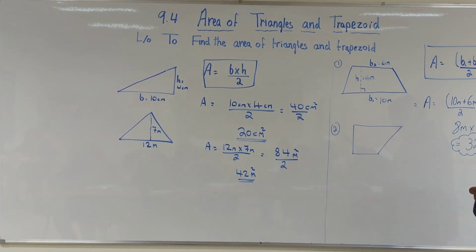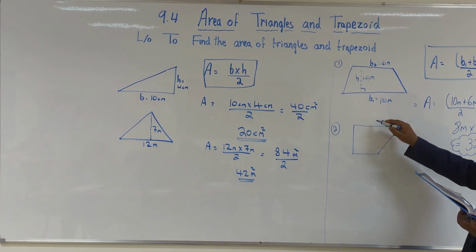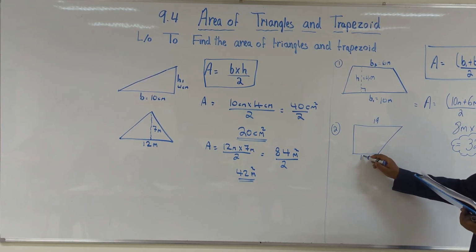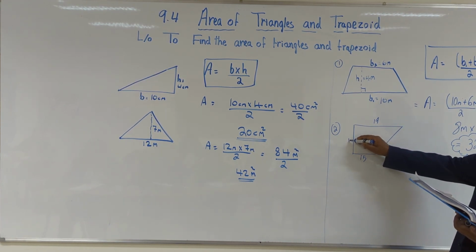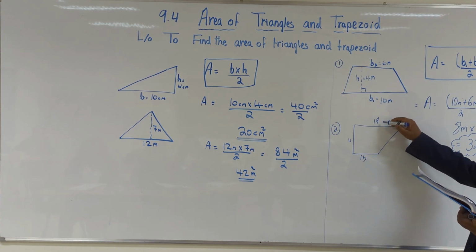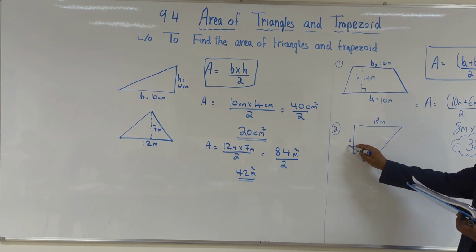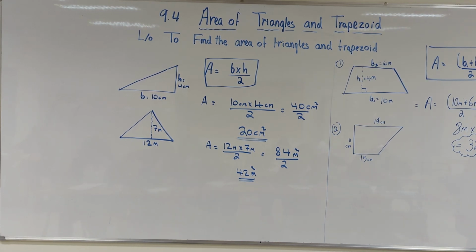So we have here 19 and 15. Okay? So here we have 19 and 15. And the height here is 11. So all these are centimeters, centimeters, and centimeters. Let's work this out by using exactly the same method.